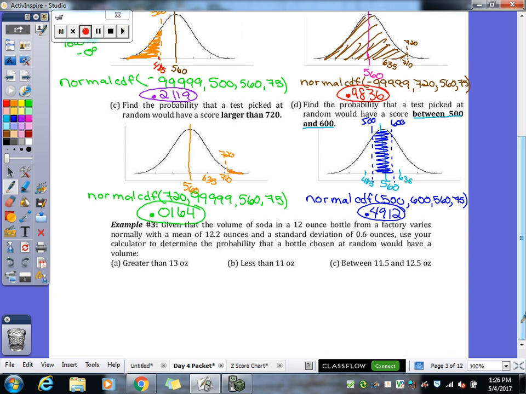All right, so I want you to try these three on the bottom by yourself. You don't have to sketch a picture. But remember, you do have to write what you're typing in the calculator. I got 0. 0? I'll come look at that in a second.